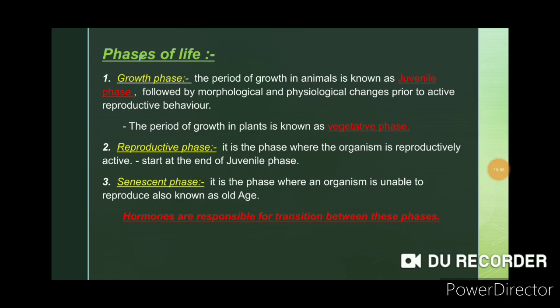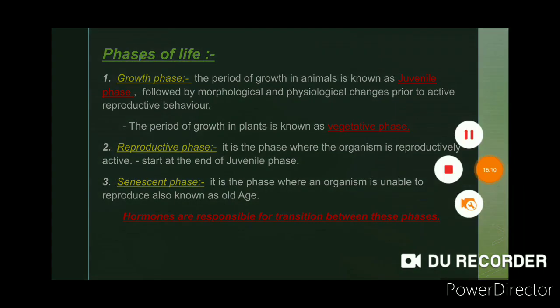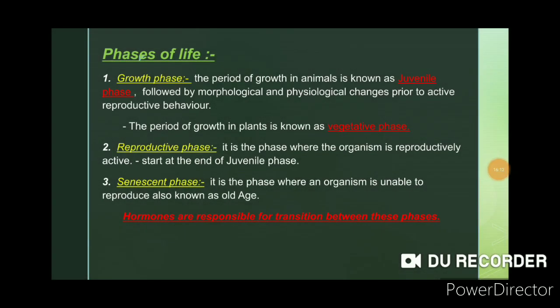Next we have phases of life. Any organism on this earth has to undergo three phases of life: growth phase, reproductive phase and senescent phase. What does it mean? It means that every organism's life is divided into three different phases. These phases are number 1 growth phase, number 2 reproductive phase, number 3 senescent phase. First we have growth phase.